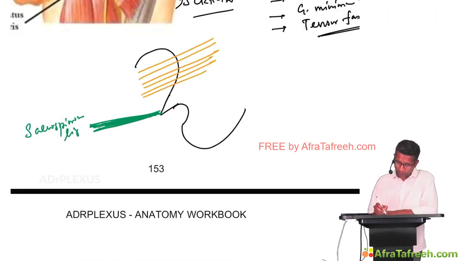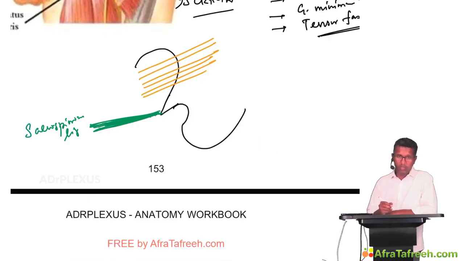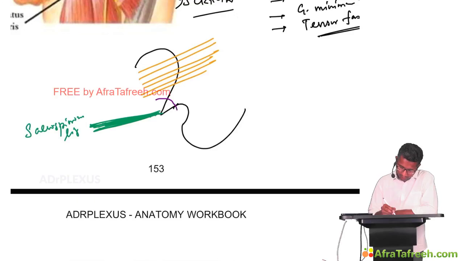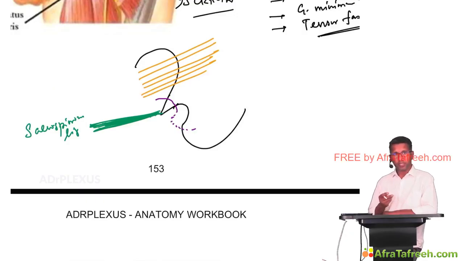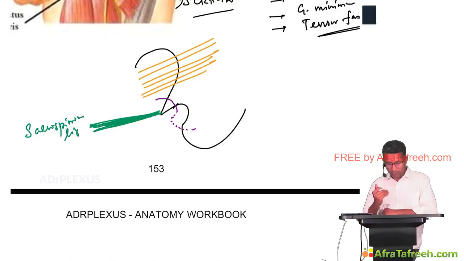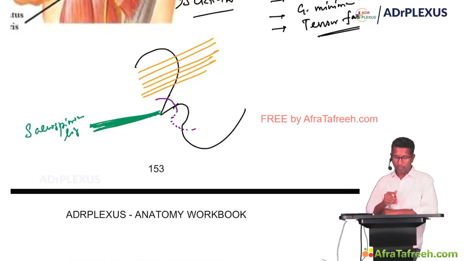Now there is a nerve. I will just use this purple color for the nerve here. There is a nerve which comes out of the pelvic cavity, winds around the ischial spine, and re-enters the pelvic cavity again, like this.